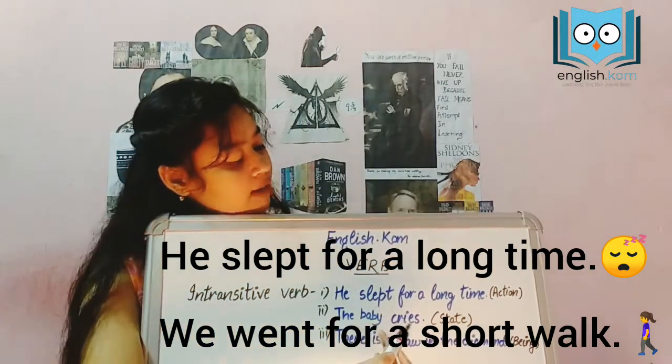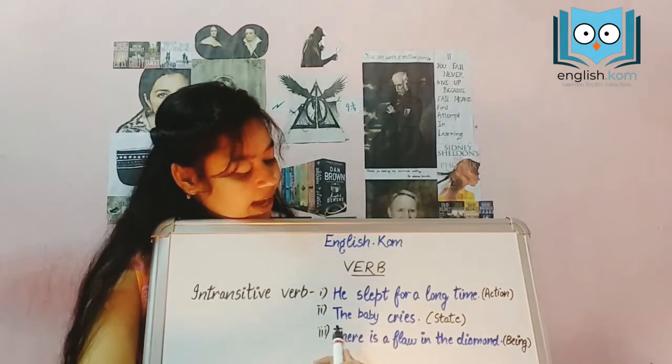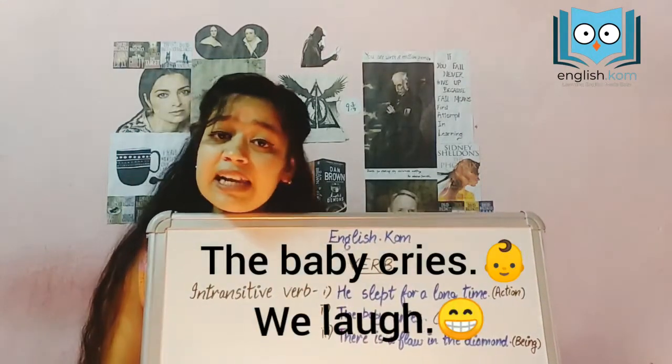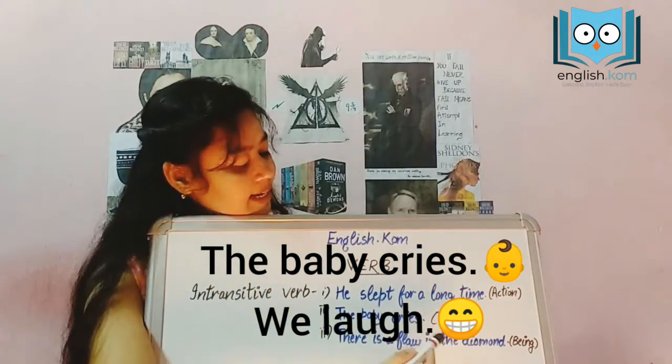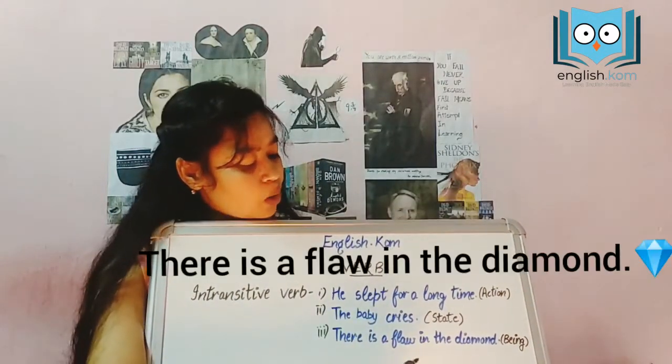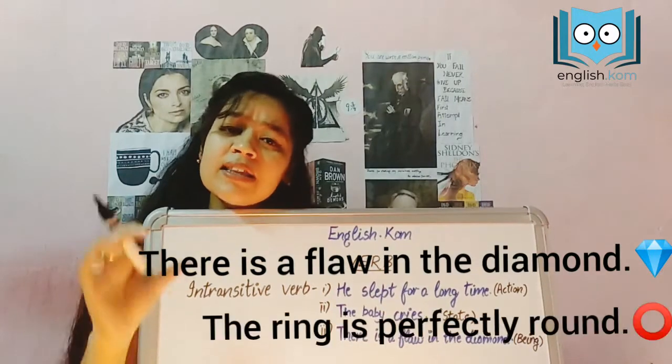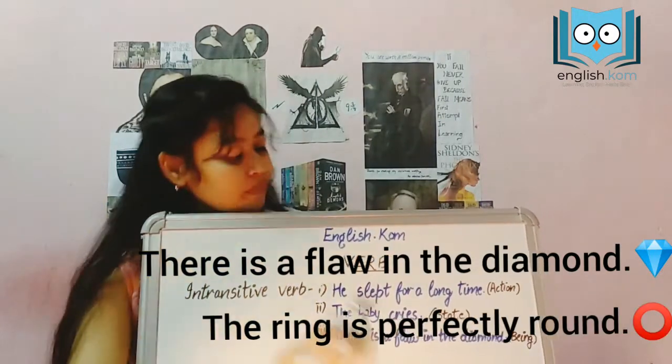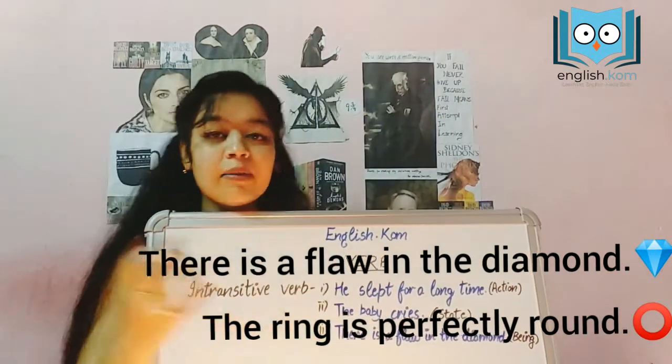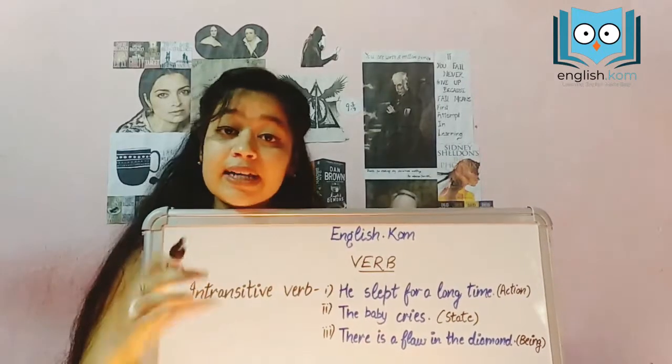So these all denote action. Then we have the baby cries. We laugh. These denote state. Then we have there is a flaw in the diamond, or the ring is perfectly round. These all are being, means what the thing already is.